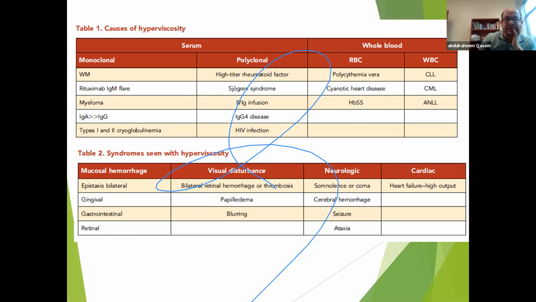So this slide lists the causes of hyperviscosity and the symptoms. Usually the most common cause is Waldenström macroglobulinemia. Those patients will present mainly with systemic symptoms: fatigue, tiredness, headache, some epistaxis, some gingival bleeding, and some eye or vision problems. Another cause is multiple myeloma. Very rarely it can also happen in benign diseases like rheumatoid arthritis and Sjogren's syndrome.